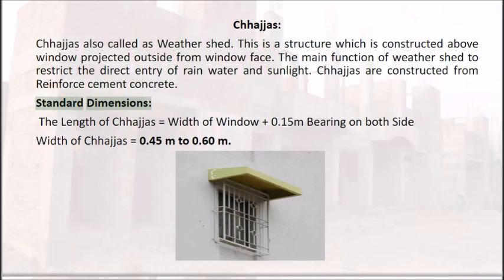Standard dimensions. The length of chhajas equals the width of the window plus 0.15 m bearing on both sides. Width of chhajas equals 0.45 m to 0.60 m.